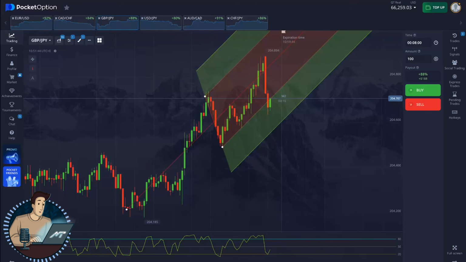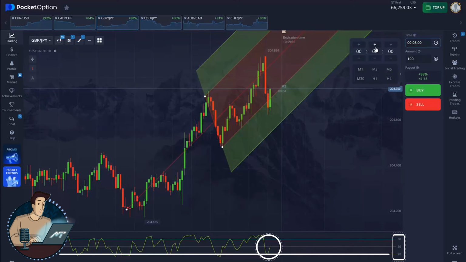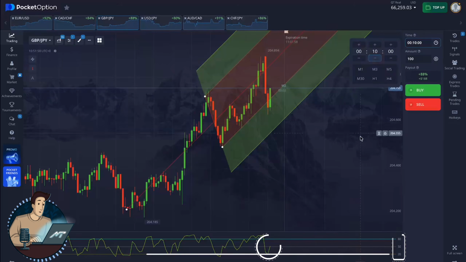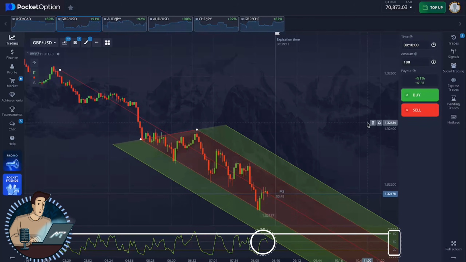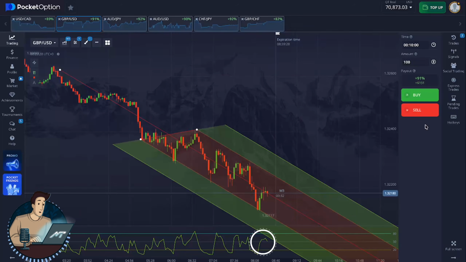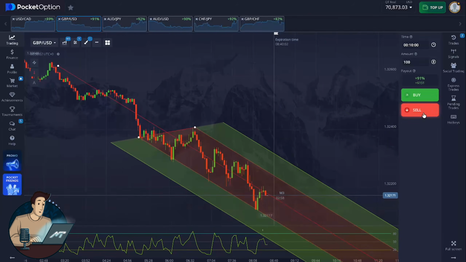RSI is just a helper. You don't enter based on RSI alone. It only confirms that the pullback is stretched. In an uptrend, RSI usually drops near 20 and starts turning up. In a downtrend, it rises near 80 and starts turning down. All that means is the pullback side is losing energy.